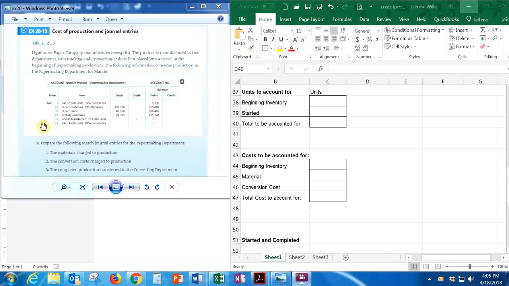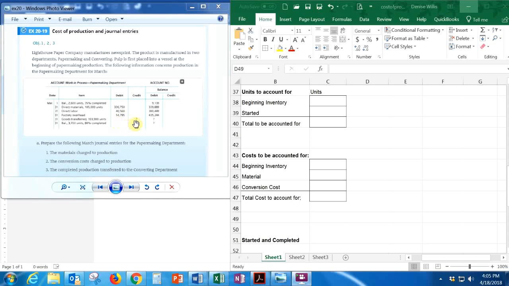In the paper making department, as of March 1st, we already had 2,600 units. Those units were 35% completed. That means that 35% was done in February, and it's coming to us with a value of $91.39. We're going to add direct materials, 105,000 whole units worth, and the value is $330,750. We have labor, and we have factory overhead also being added in.